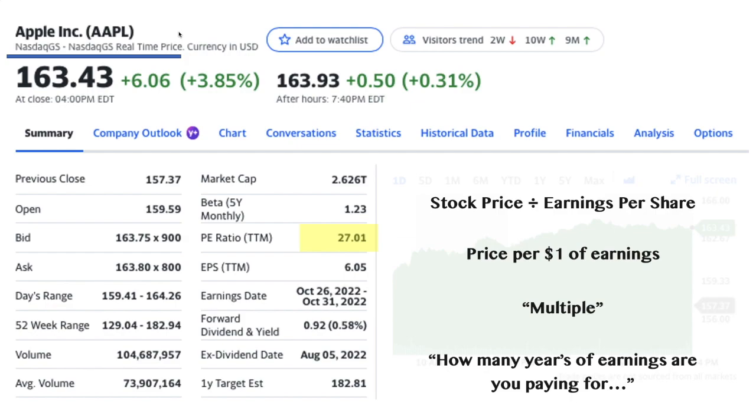You'll often hear it called the multiple, because in essence, it represents how many years' worth of the current year's earnings are reflected in the stock price. So if you take that stock price and divide it by the earnings per share, it tells you, okay, there's about 27 years' worth of earnings reflected in that stock price. And so that can be helpful when you're comparing one stock to another. It tells you how expensive it is relative to those earnings.